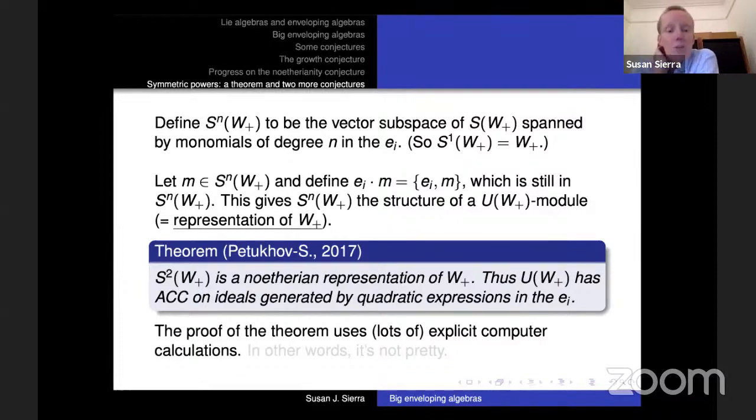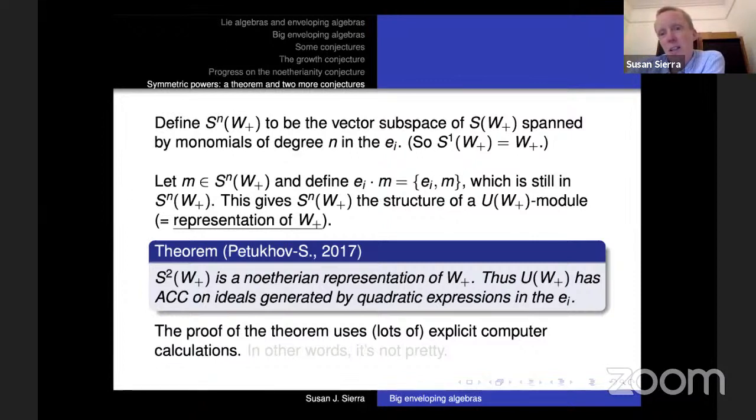It turns out to be true that the second symmetric power is a Noetherian representation of W plus. And what you get from that is that U of W plus has ACC on ideals which are generated by quadratic expressions in the Eis. I should say that S1 of W plus, that is W plus itself, is definitely Noetherian.